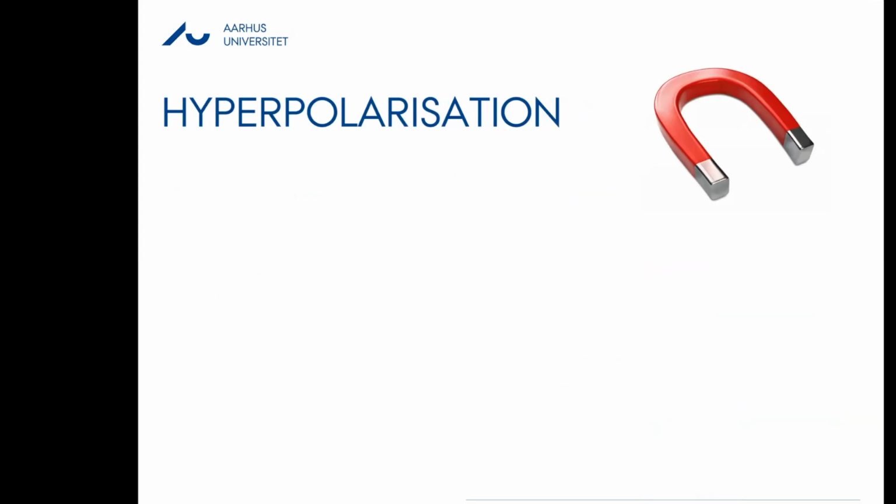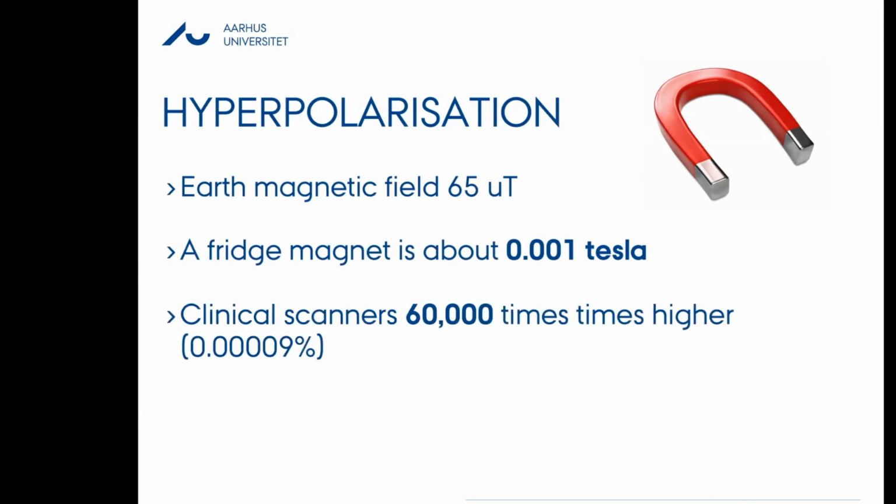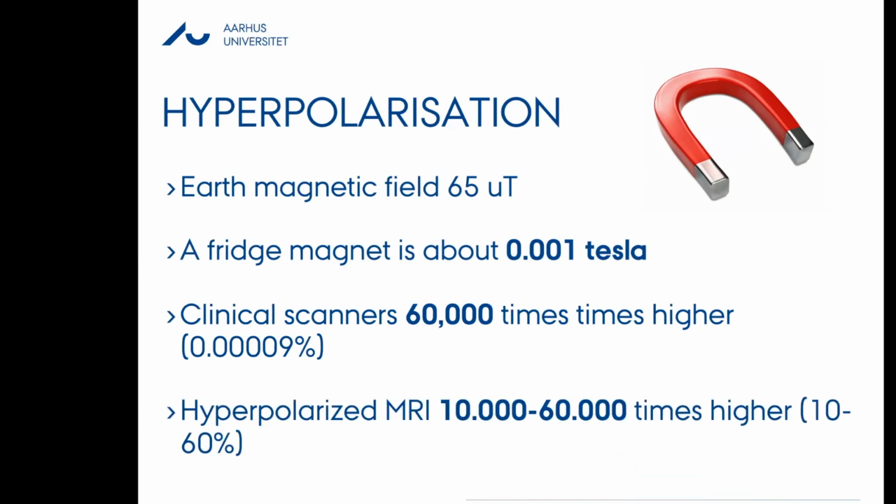So what is hyperpolarization? Well, it's something to do with magnets. You're currently sitting in a very small magnetic field, but a magnetic field at least. A Frick magnet is quite a bit larger than the Earth's magnetic field. A clinical scanner is typically around 60,000 times higher than the Earth's magnetic field. And if we then talk about hyperpolarization, then we add on top these 10 to 60,000 times, that's roughly where we are at the minute, on top of this clinical scanner field. So it's quite a dramatic increase in signal gain.